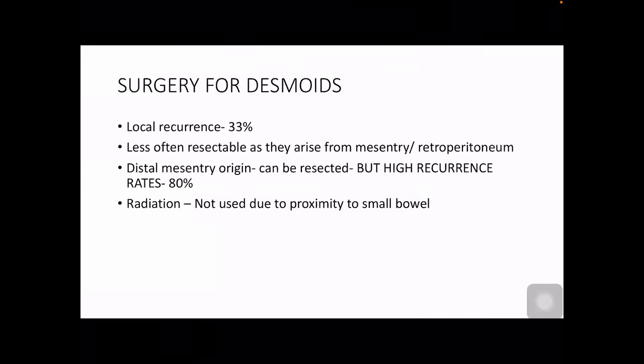They are not well-defined tumors. They are diffuse. If you are seeing a desmoid where you can't get any planes, it will be a very massive surgery, because it is going to infiltrate the root of all the mesenteric vessels. It will infiltrate the retroperitoneal structures. So you may not be able to get a clear-cut plane to resect the desmoid tumor.